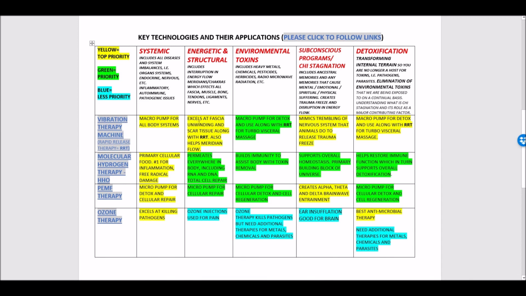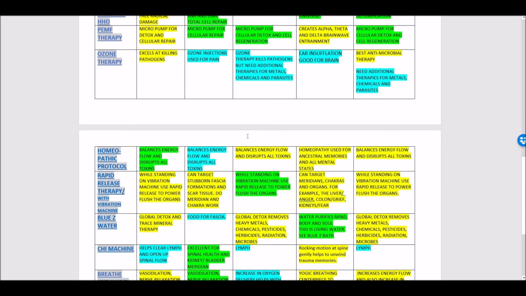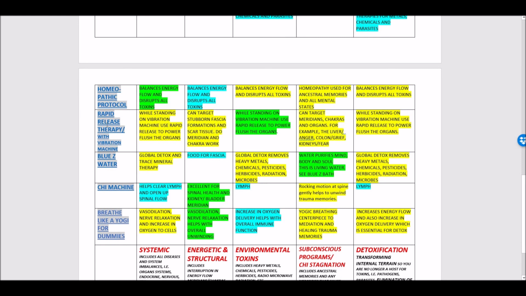Energetic and structural, it's amazing along with the rapid release. You can work at bound up connective tissue, scar tissue. This is an essential protocol for any body worker. Also, you can work on meridians and work on the energy flow in general. For environmental toxins, the Blue Z water with the vibration machine is a great combination because the Blue Z water goes after the heavy metals and the chemicals. So as long as you're infusing the Blue Z water and then doing the vibration machine, you'll accelerate that heavy metal chemical detox. Alrighty, so we're going to move on to the rapid release, and that'll be next.